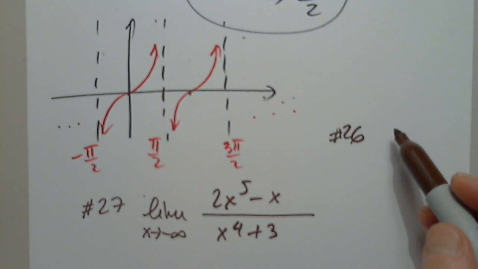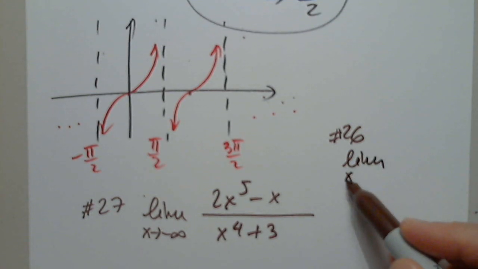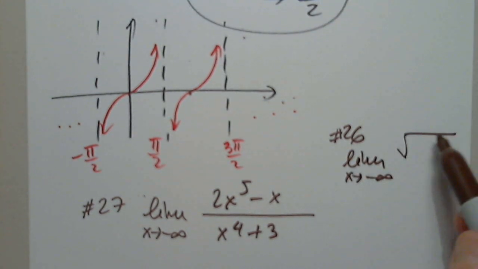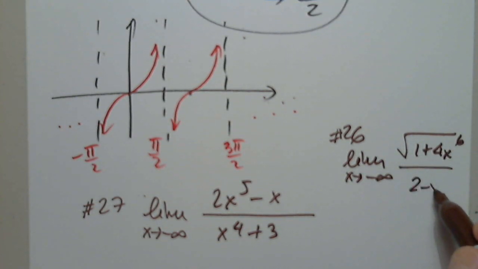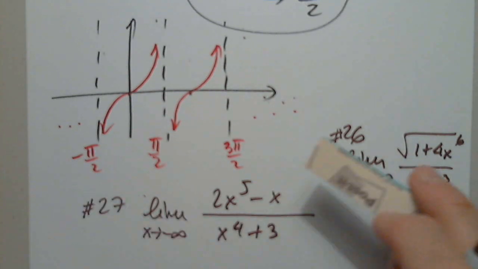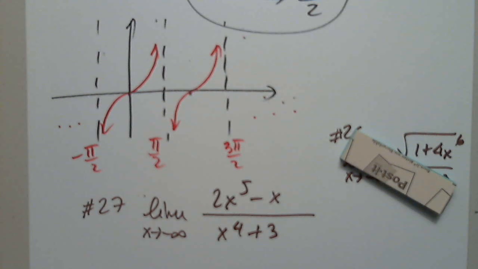So I can stop sharing. So limit as x approaches negative infinity, the square root of 1 plus 4x to the 6th over 2 minus x to the 3rd. Okay, perfect. I managed to copy from 2 problems. I'm very good at that. No, this time no. Oh, wow, good. Okay, so we'll keep this on the side for a moment. So let's work on this.